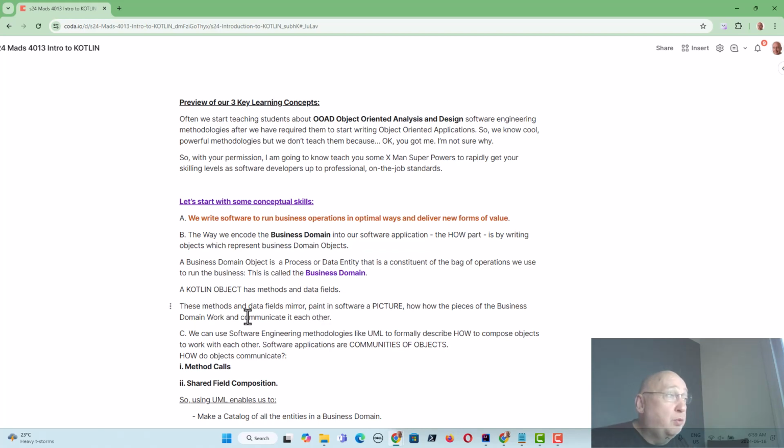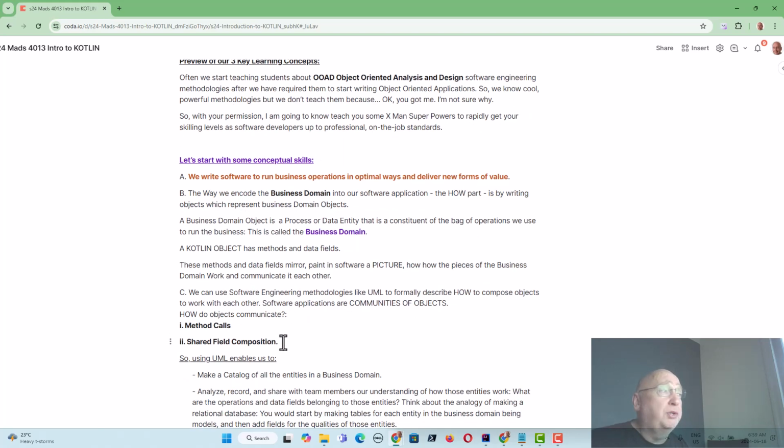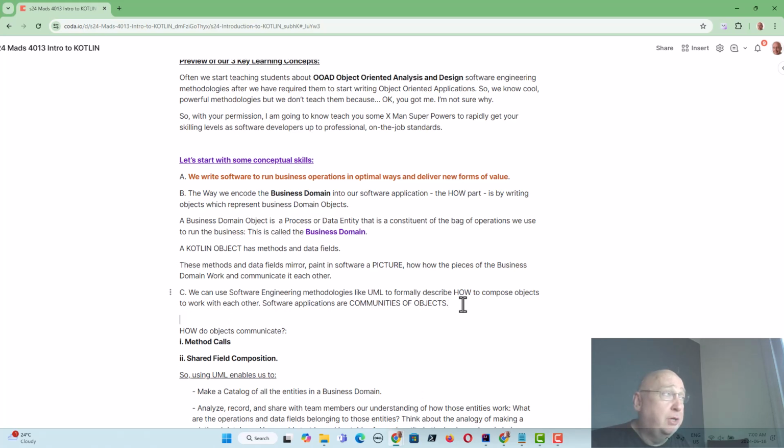We can use software engineering methodologies like UML to formally describe how to compose objects to work with each other. I will be gently introducing some very, very simple UML into our course because if you don't have a conceptualization that objects communicate by method calls or shared field composition, then you're going to be a post turtle, and nobody wants to be a post turtle.